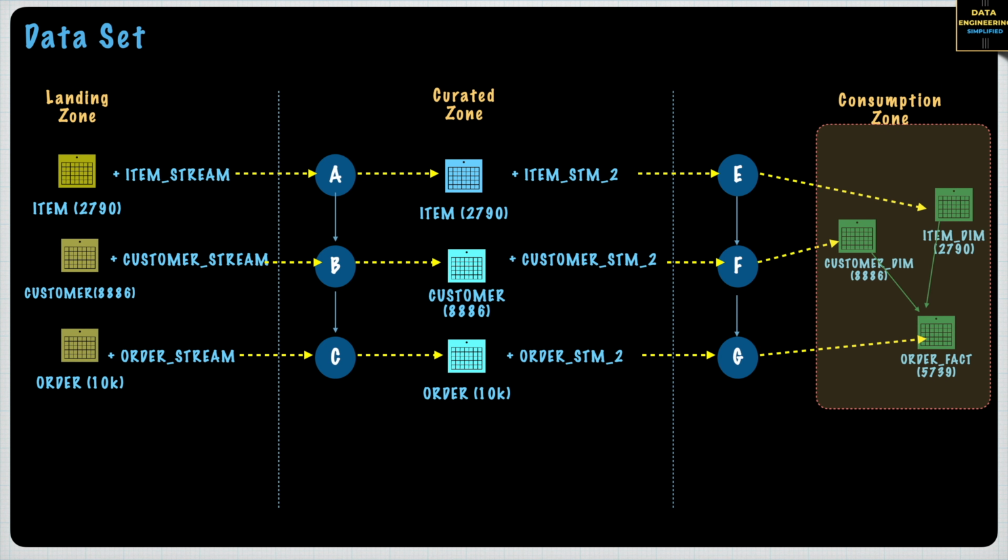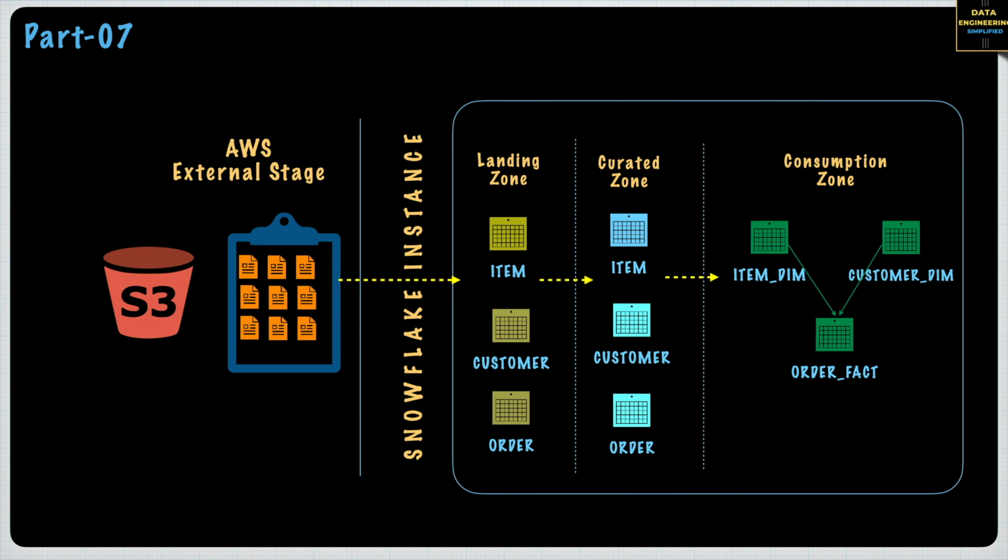And if I look into the dataset, this is how the dataset looks. Item 2790, customer 8886, order starts with 10K and finally it ends with 5739 because it is at aggregated level. Let's start with part 7. Before we really start our continuous data loading via the S3 bucket, we must check with a very small data file to make sure there is no compilation or setup issue.